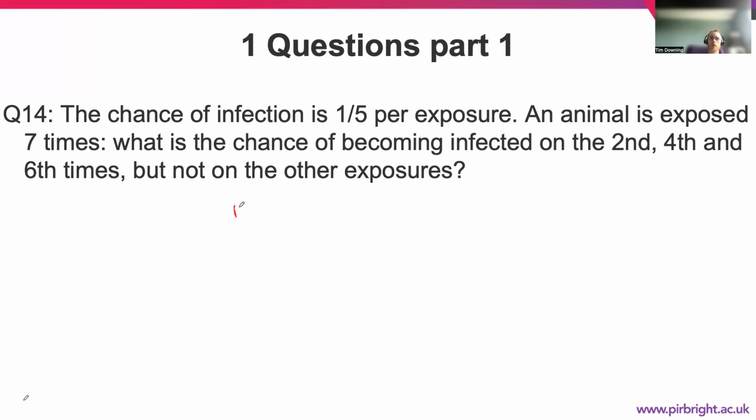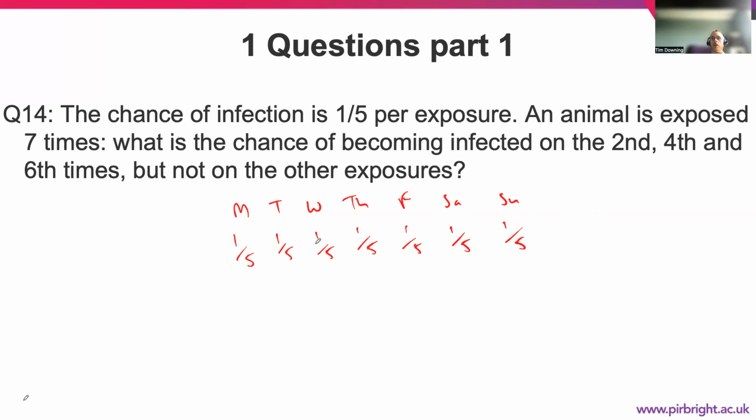So if you think of these as the days of the week, Monday, Tuesday, Wednesday, Thursday, Friday, Saturday, Sunday, it's exposed 7 times. So each time it's 1/5, 1/5, 1/5, 1/5 is the chance of becoming infected on each day because it's independent, assuming for the purposes of this question at least.